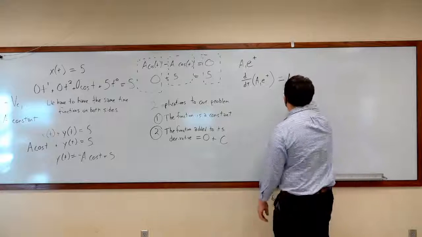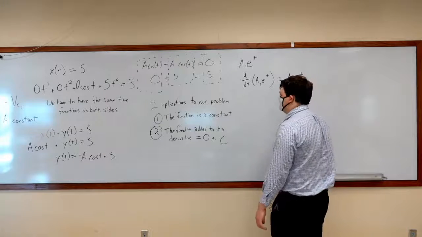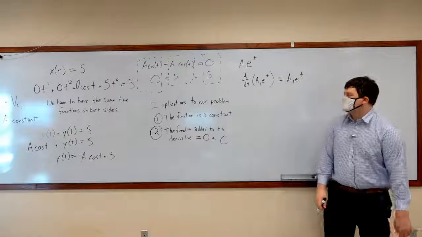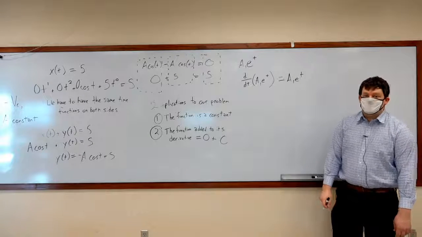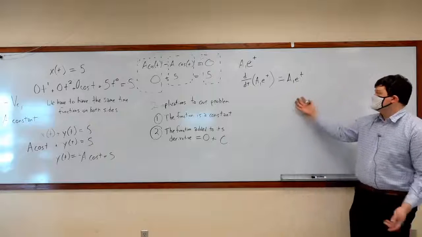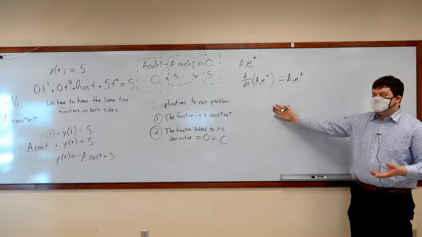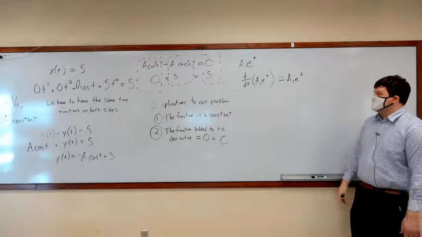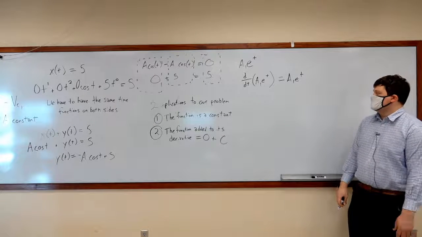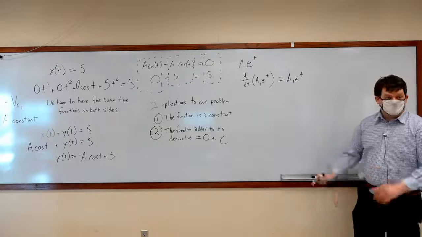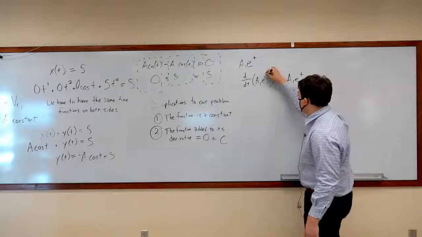A1 e to the t. I feel like I gave you the answer. Yeah, but you're right. That's what it is. That is its own derivative. And guess what? If we add those together, we can get 0, assuming that one of them is negative. So all we would need to do is put a negative sign up here.